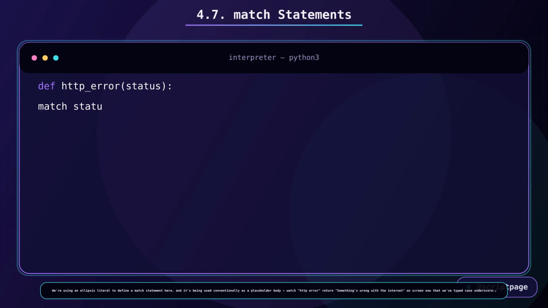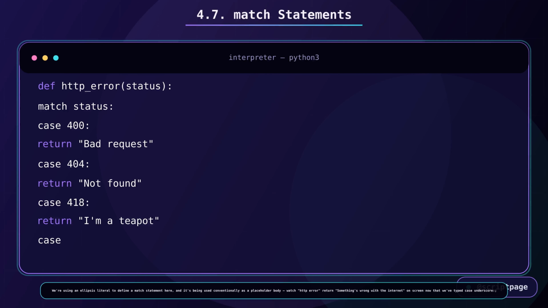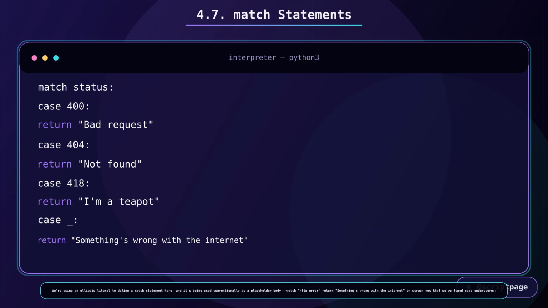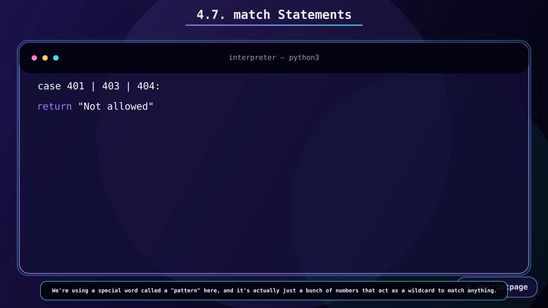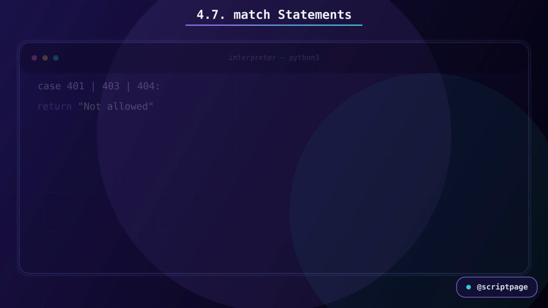We're using an ellipsis literal to define a match statement here, and it's being used conventionally as a placeholder body. Watch, HTTP error, return, something's wrong with the internet, on screen now that we've typed case underscore. We're using a special word called a pattern here, and it acts as a wildcard to match anything.